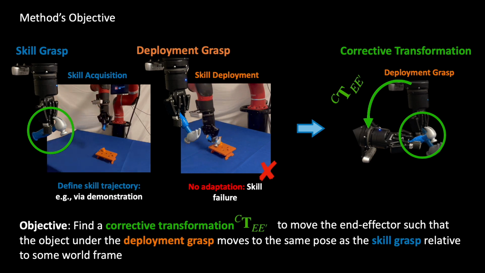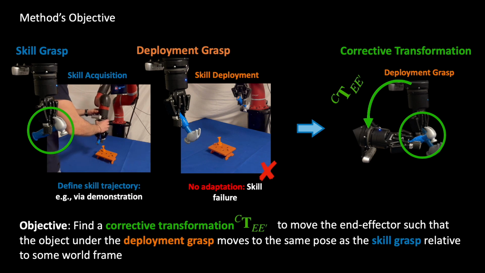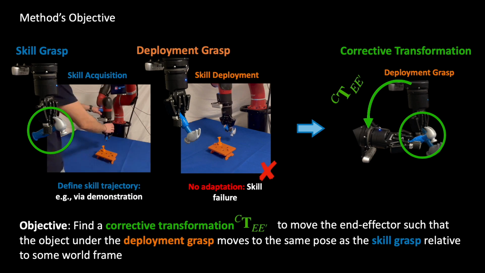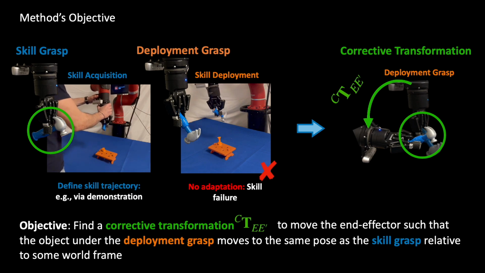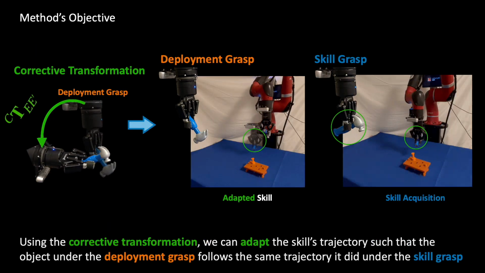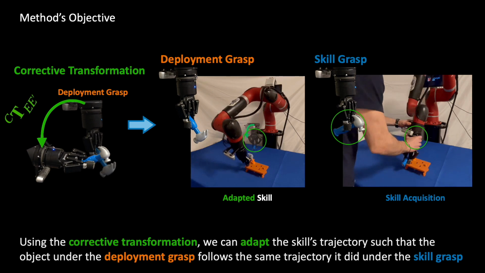As such, the goal of our method is to find a corrective transformation, denoted CTEE prime, to move the end effector such that the hammer under the novel deployment grasp moves to the same pose as the skill grasp. Then, we can transform the skill's trajectory by the corrective transformation to adapt the skill such that the hammer grasped under the deployment grasp follows the same trajectory it did under the skill grasp.